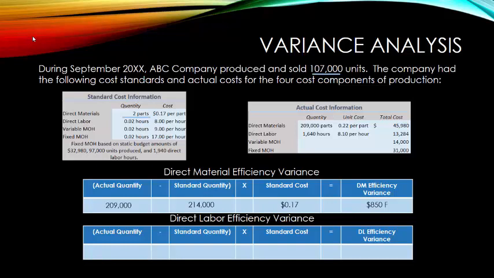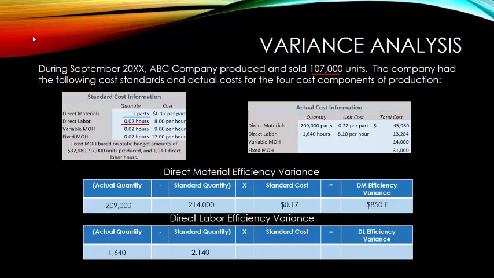Let's do the same thing with our direct labor efficiency variance. Actual quantity of labor, actual hours worked, was 1,640. The standard quantity of labor, how long it should have taken, well, let's do the same concept we had before. Each unit should have taken 0.02 hours to produce, and since we made 107,000 units, let's multiply that 107,000 times 0.02, and we're going to come up with 2,140. So it actually took our laborers 1,640 hours to make these units. We budgeted that it was going to take them 2,140 hours.